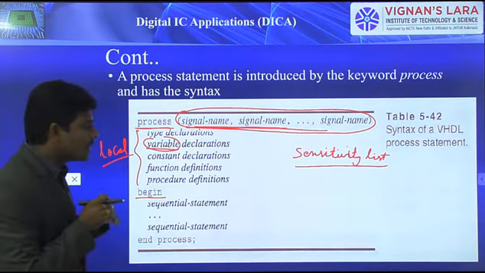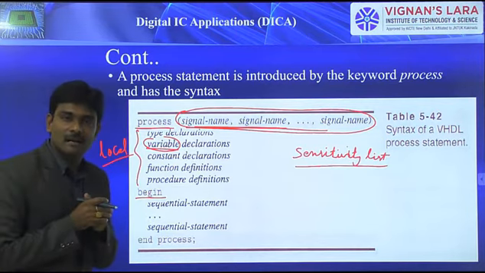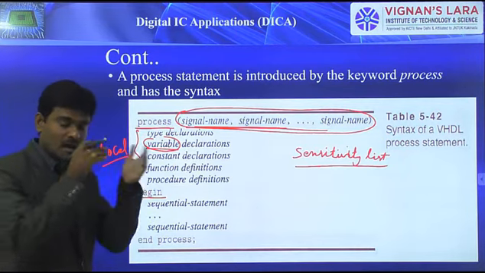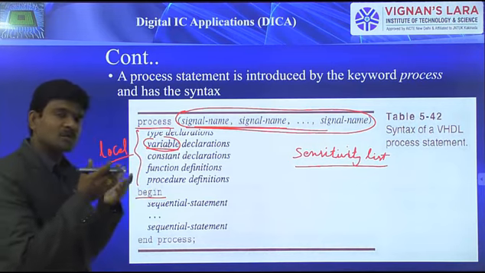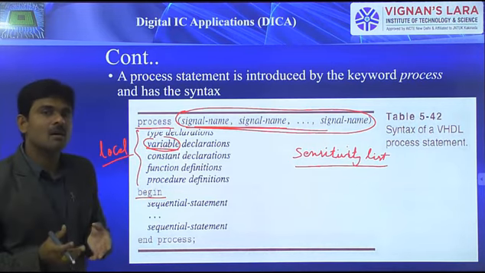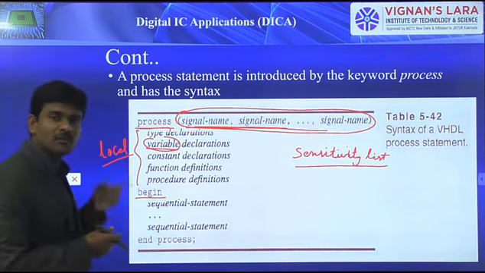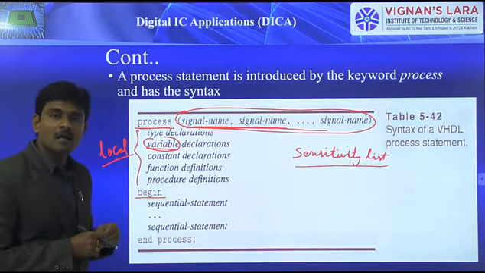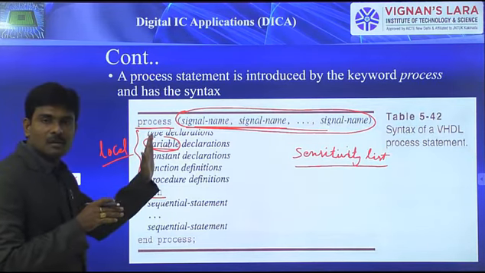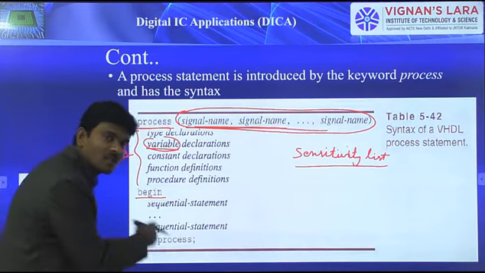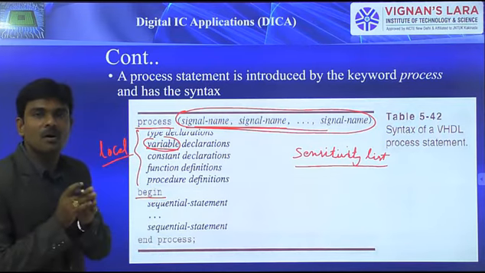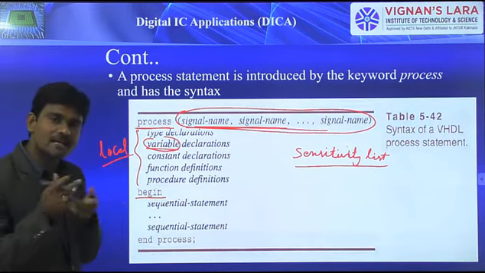That is because we mentioned signal declaration in the architecture body, in the architecture definition. Those signals we can use anywhere in the concurrent statements. But whatever we mention here is only local to this particular process, and we can use it within this particular process body itself. So that is the difference.